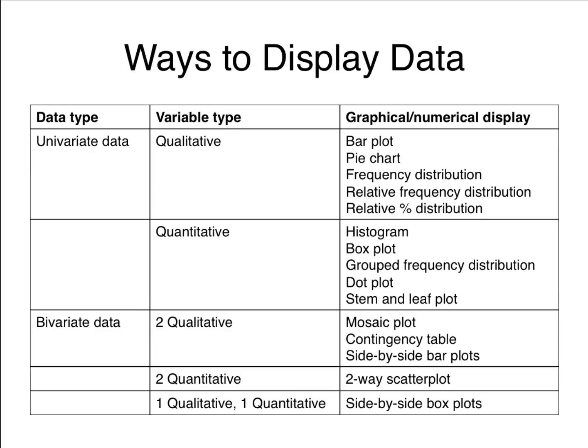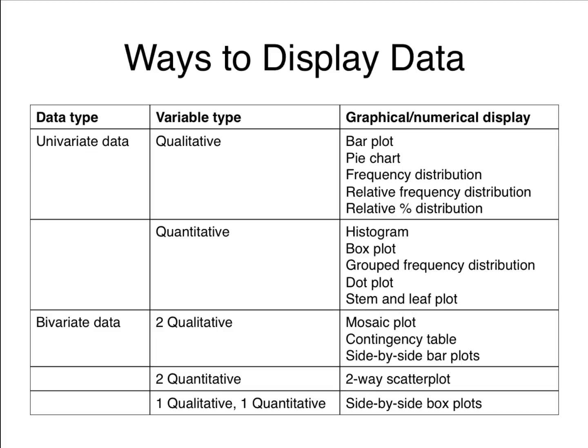So here's a table that shows ways to display data depending on the data and types of variables that you have. So univariate data means you're interested in one variable. So for example, the distribution of weight, whereas bivariate looks at two variables like we've just discussed. So the relationship between weight and height. For qualitative univariate data, you could use bar plots, pie charts, and frequency distributions. And you can also display quantitative variables in lots of different ways. So histograms, box plots, grouped frequency distributions, dot plots, and stem and leaf plots.